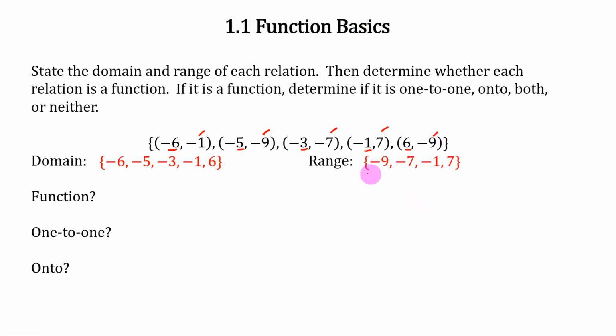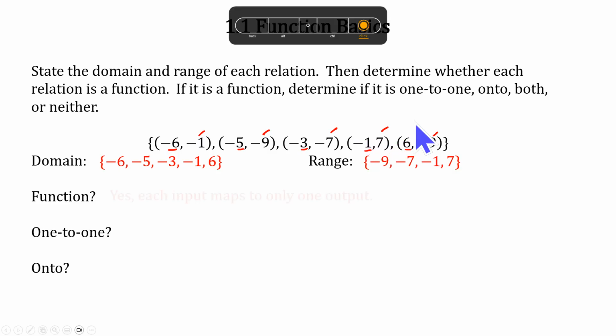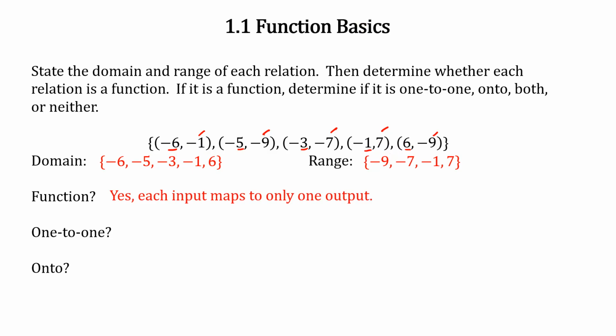Is it a function? Is there any x that goes to multiple y's? No, -6 does not repeat, -5 doesn't repeat, -3 doesn't repeat, -1 doesn't repeat, 6 doesn't repeat. Each input maps to only one output. Is it one-to-one? Well, here's the problem. -9 comes from -5 and -9 comes from 6, so no.